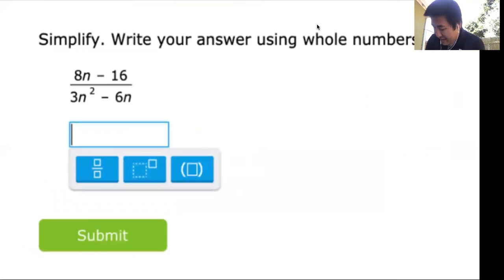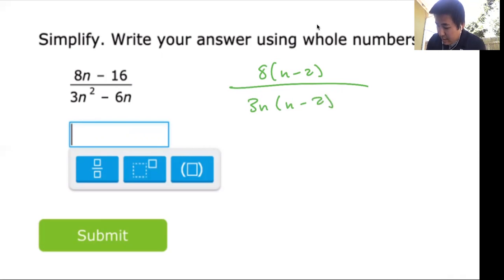I'm going to factor out an 8, so n minus 2 on top. On bottom, we'll factor out a 3n, so that's n minus 2. These cancel. So you got 8 over 3n.